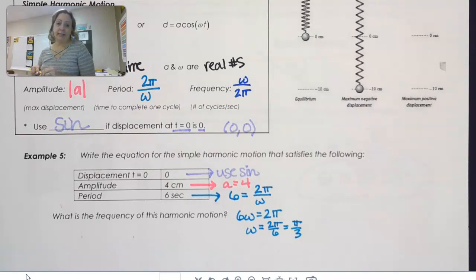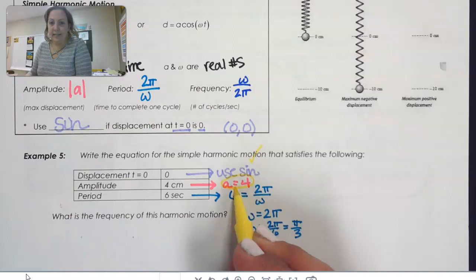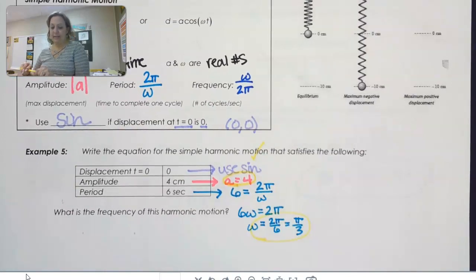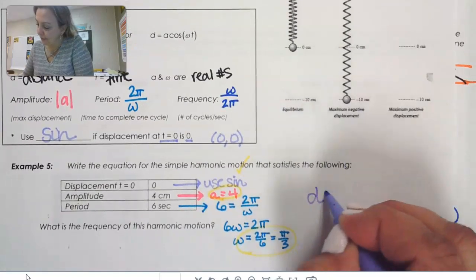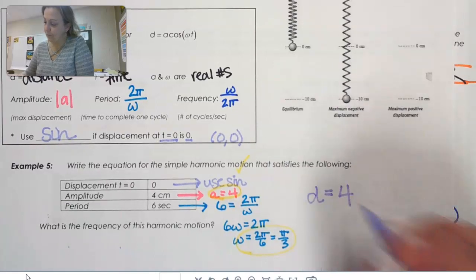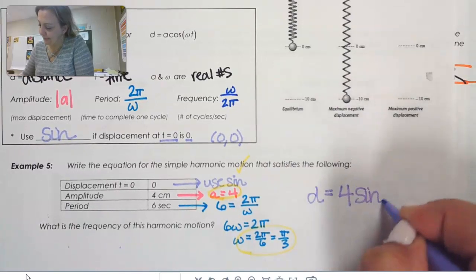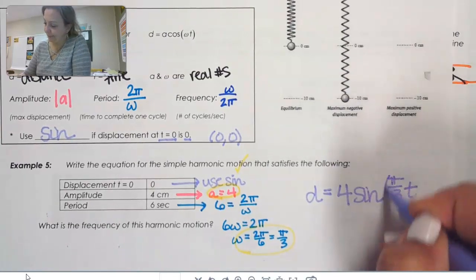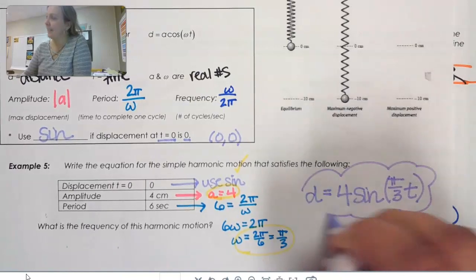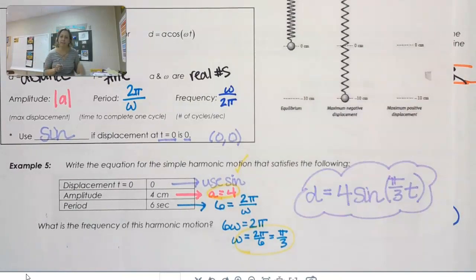And we're going to put those in. We know what trig function to use. We know what A is. And we know what omega is. And so then we can put that into our simple harmonic motion. So we're going to say that D equals 4 times the sine of pi over 3 times t. And technically we don't have to have that in parentheses, but we'll keep it there just in case anyone gets confused. So that's my equation.